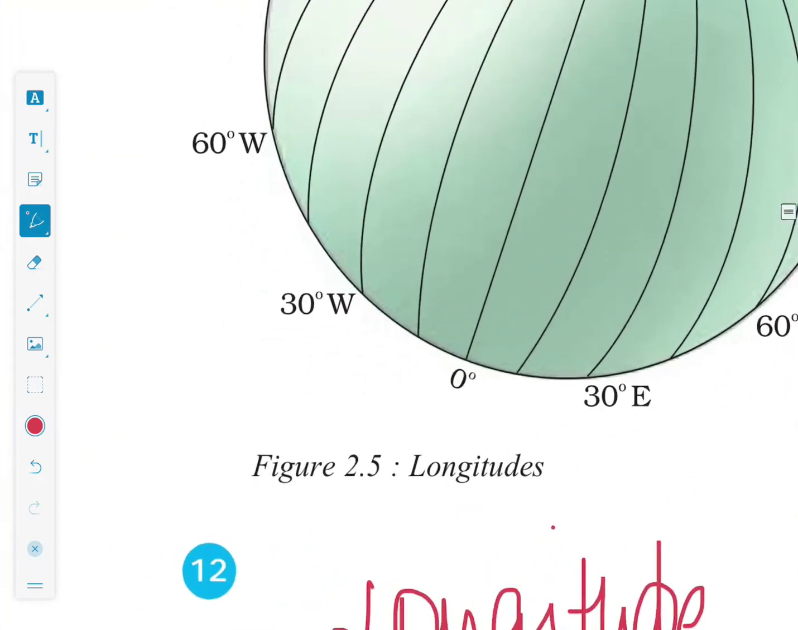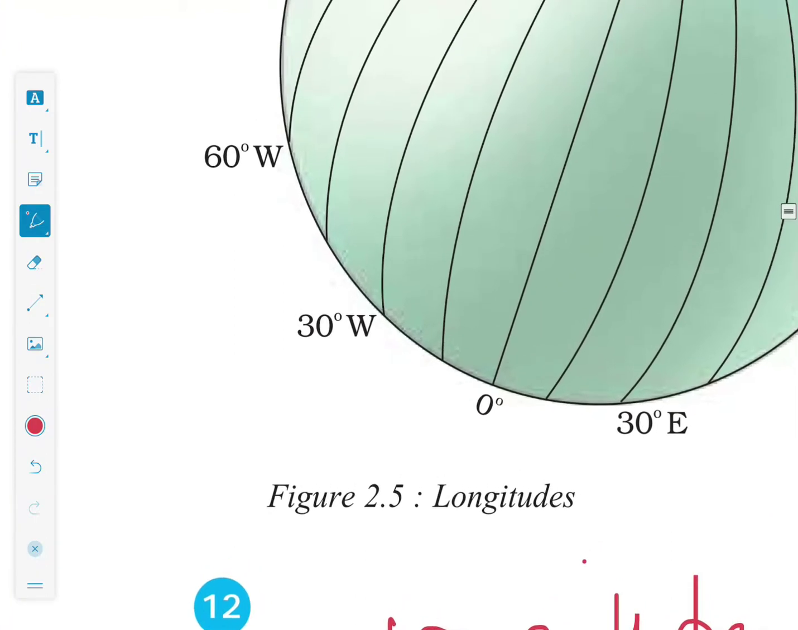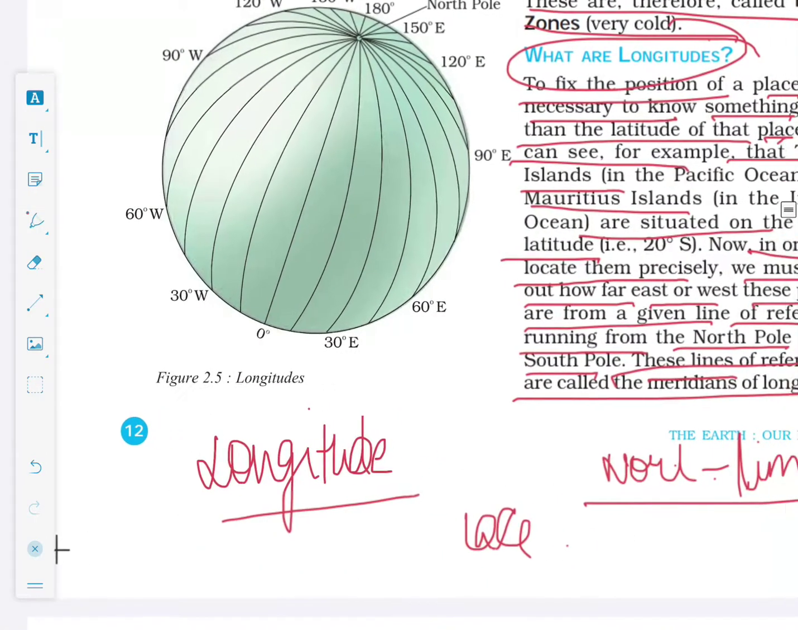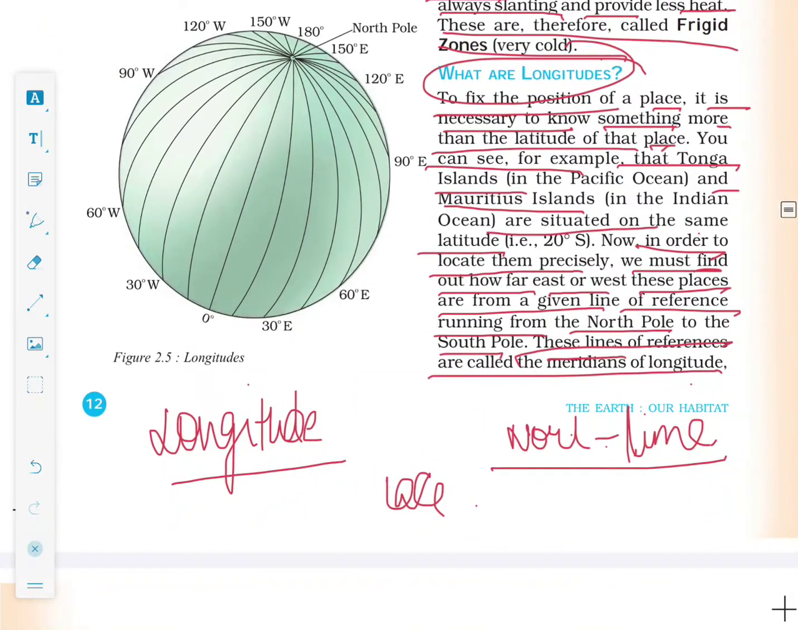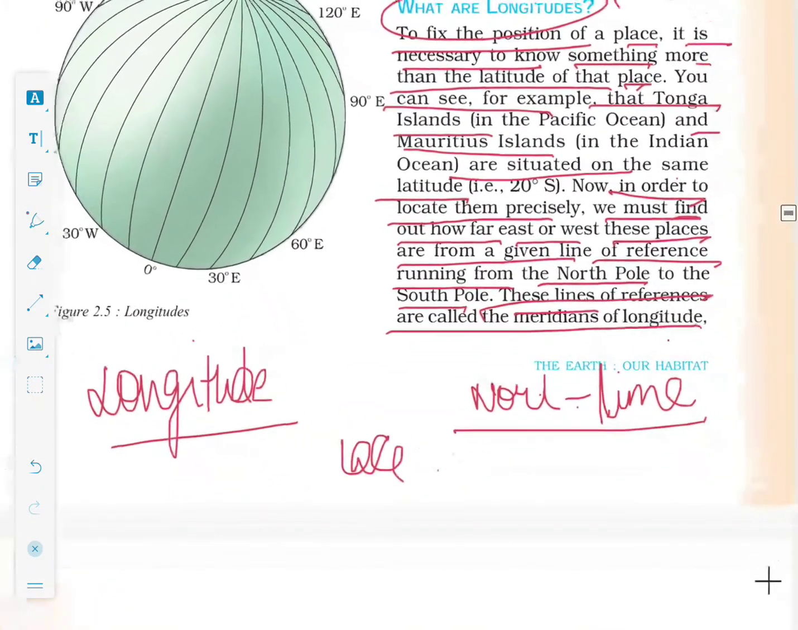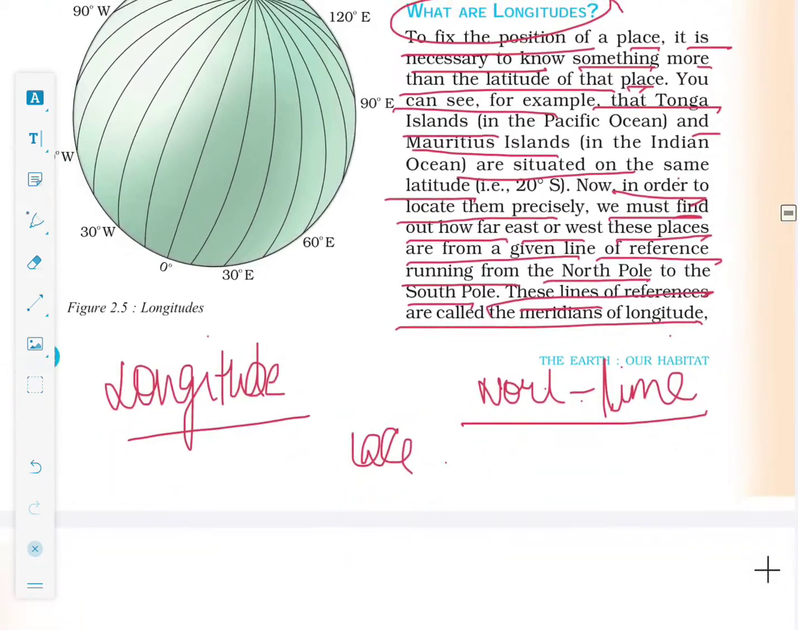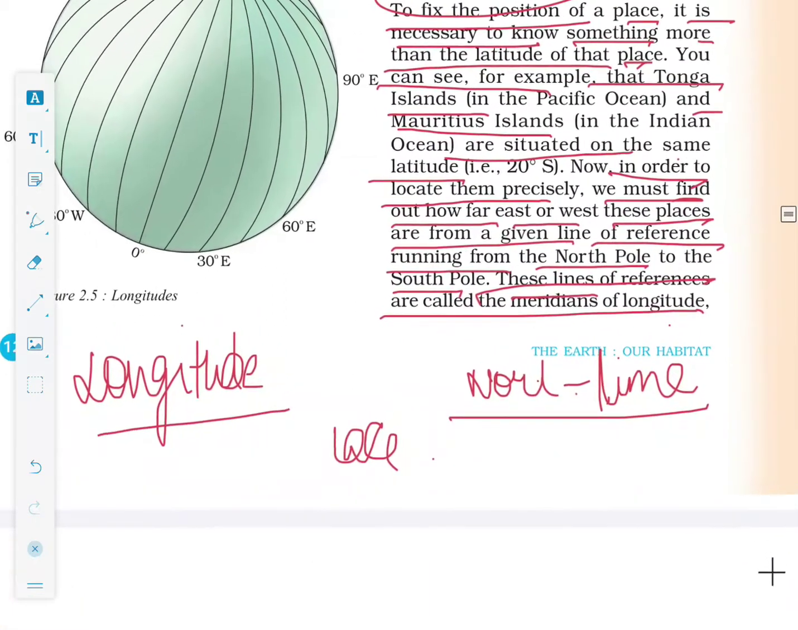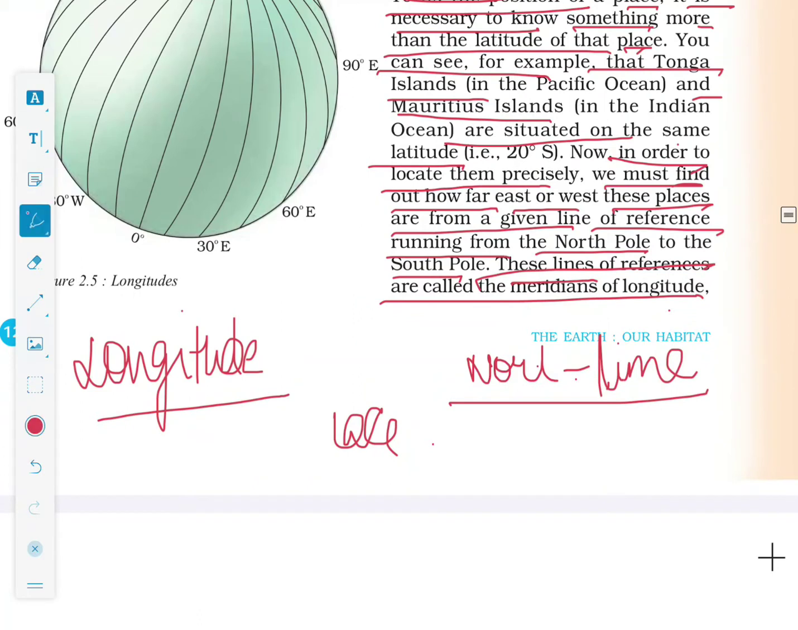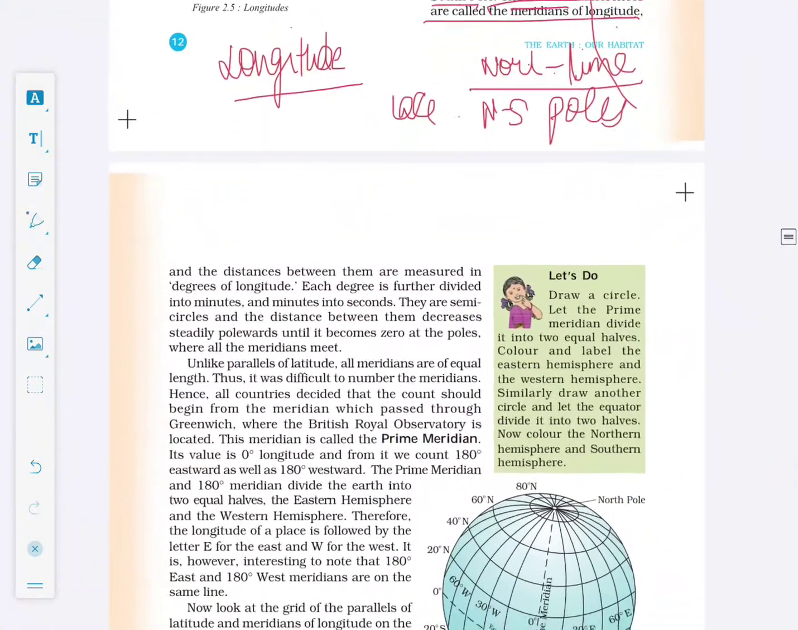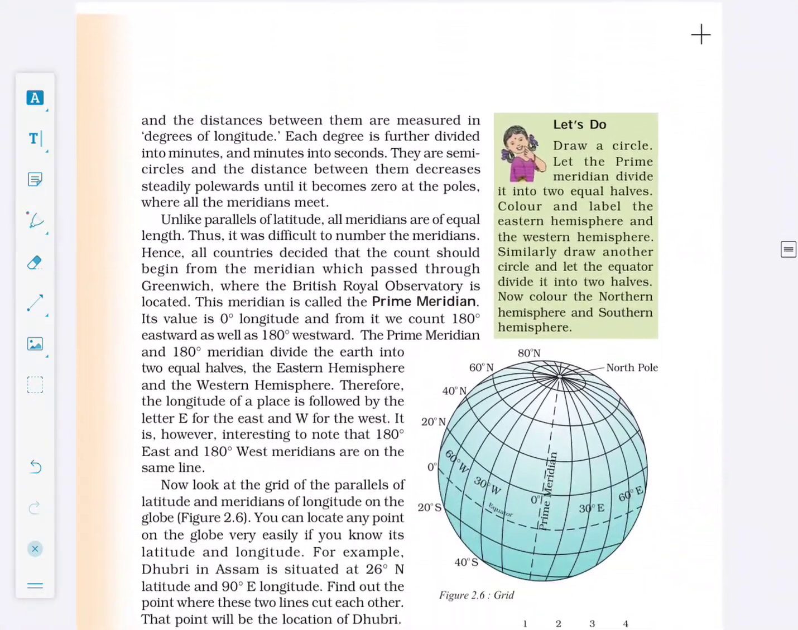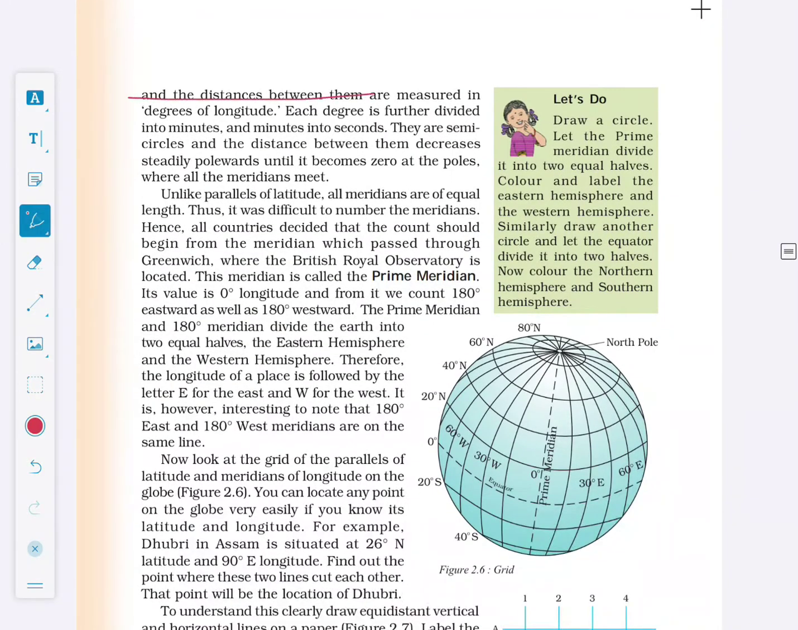You will ask what is meridians of longitude, so I am here to explain meridians of longitude. Meridians of longitude is a line which runs from north to south. Unlike parallels of latitude, the meridians of longitude intersect at the north and south poles. And the distance between them is measured in degrees of longitude. Each degree is further divided into minutes and minutes into seconds.